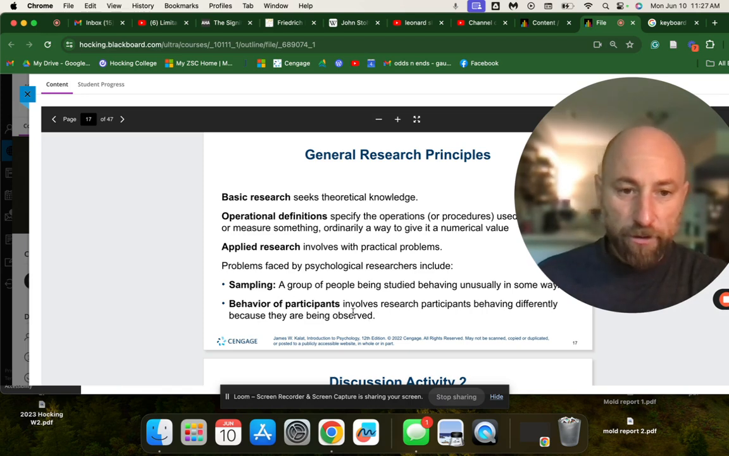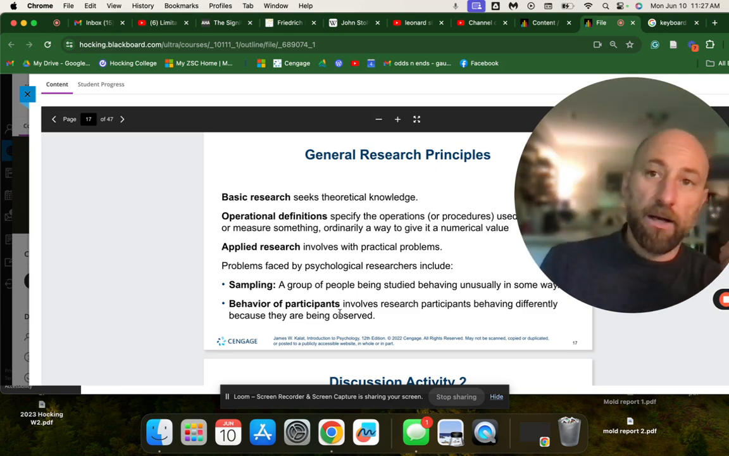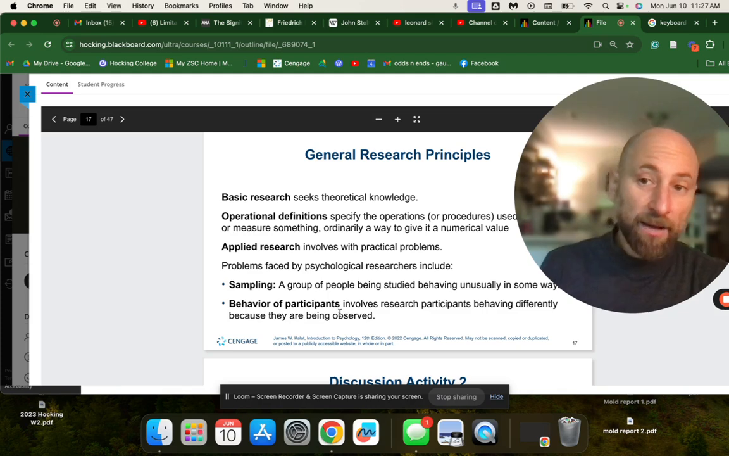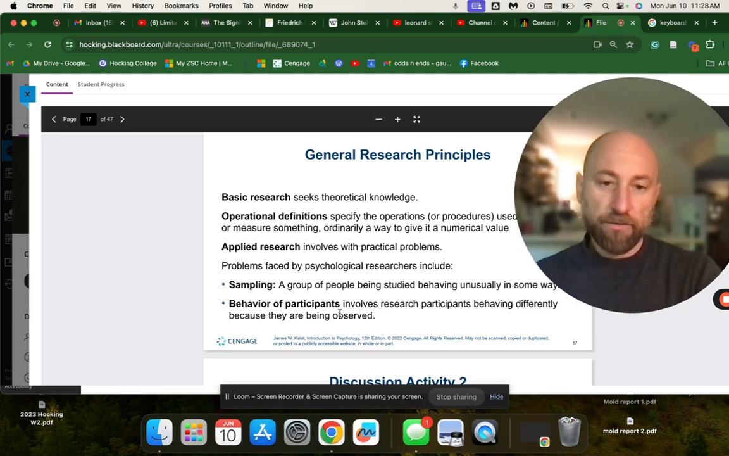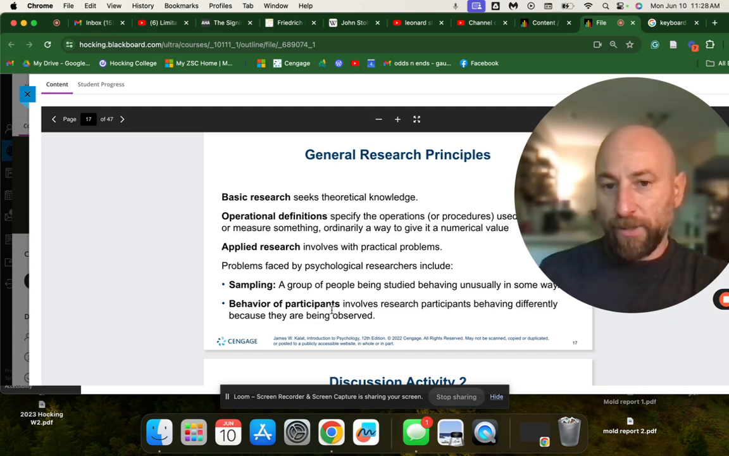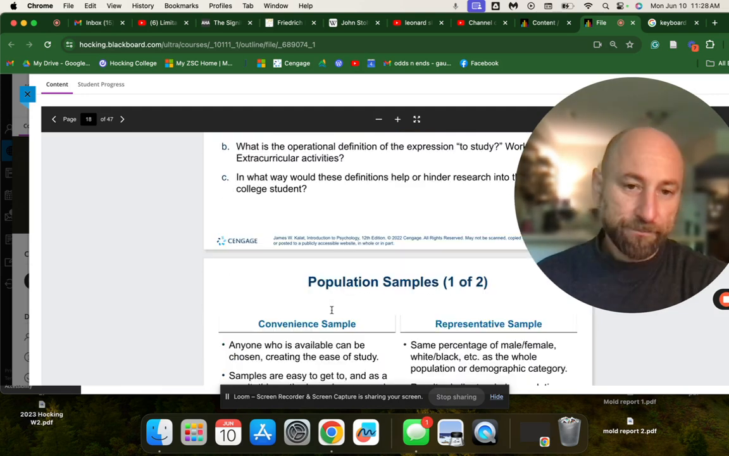Behavior of the participants involves research participants behaving differently because they're being observed. So that's always a concern when we're doing research. You bring someone into the lab, you ask them how depressed they are. Are they going to exaggerate how depressed they are? More likely they might hide how depressed they are. Just the fact that they've come into the lab, they're in a strange setting, they're surrounded by strangers, now they're feeling more anxious than they would normally. So we have to always be aware of in what ways the fact that they are participating in a study might be affecting their behavior, and try and account for that in the way we conduct our studies.